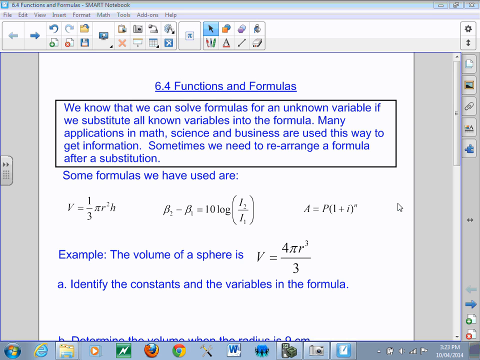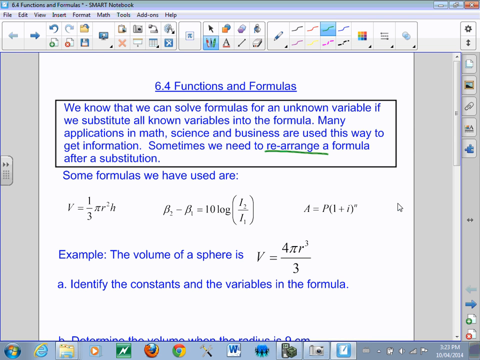What we need to do, ladies and gentlemen, is realize that formulas are used quite often in society, and we just have to know how to sometimes rearrange them, make substitutions, or solve them in some cases. So here's what the box says. We know that we can solve formulas for an unknown variable if we substitute all known variables into the formula. Many applications in math, science, and business are used in this way to get information. Sometimes we need to rearrange the formula after a substitution.